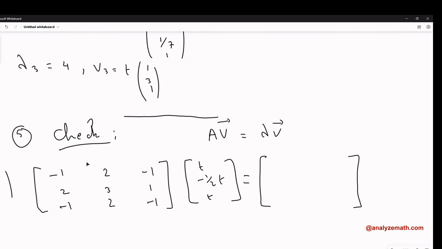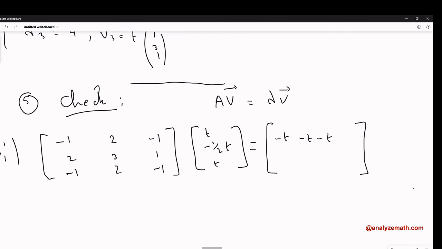Now remember how to multiply: row by this column. I'm going to put all the details. Minus 1 with a t gives me a minus t here. Then the 2 with minus half t gives me a minus t, and then the minus t with the t here gives me minus t. We are multiplying this row by this column. It gives me this. We will simplify in a few minutes.